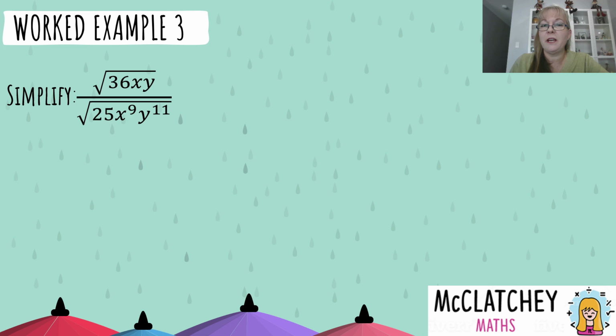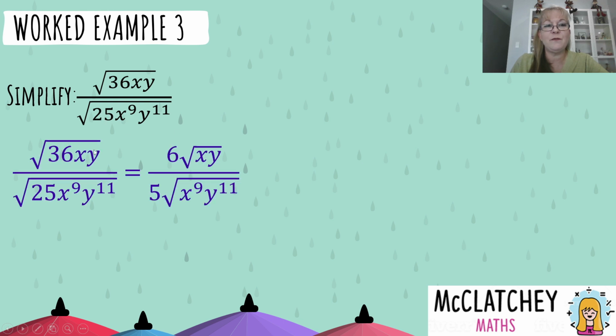Okay, worked example 3 looks a little scary, don't be panicky, we're going to deal with this little by little. Okay, so we've got root 36xy divided by root 25x^9y^11. Now I've got a perfect square here and a perfect square there. So let's deal with those first. Square root of 36 is just 6 root xy. And the square root of 25 becomes 5 root x to the power of 9 y to the power of 11. So let's deal with those numbers first. Get them out the front of the surd. So now we've got this fraction here, 6 over 5 multiplied by that fraction there.